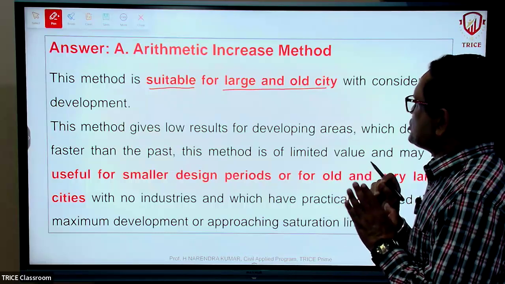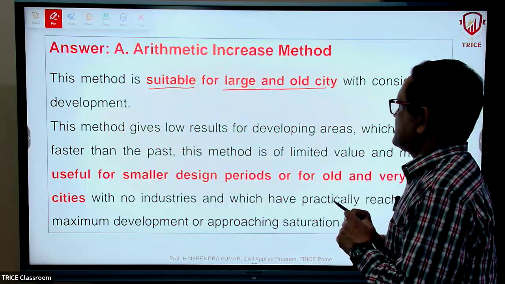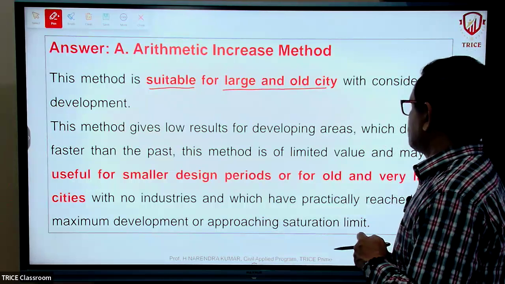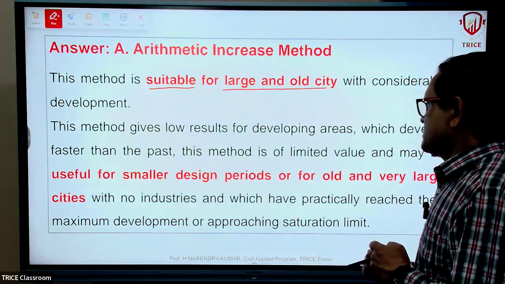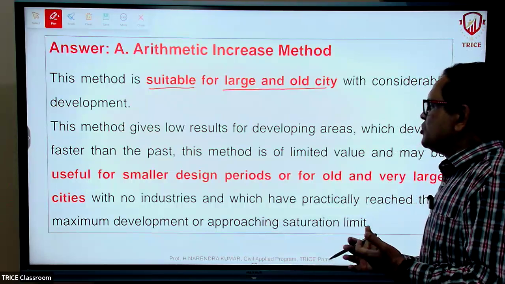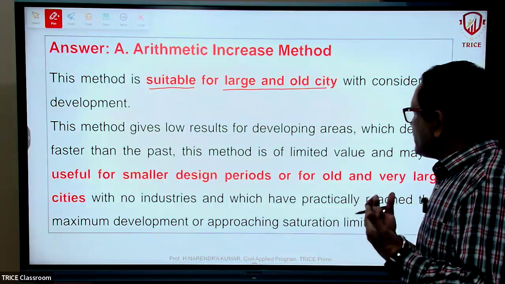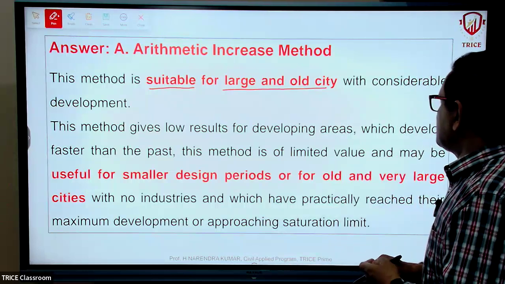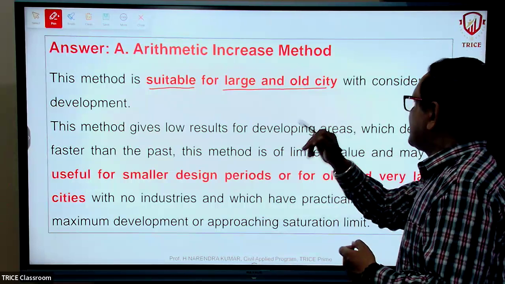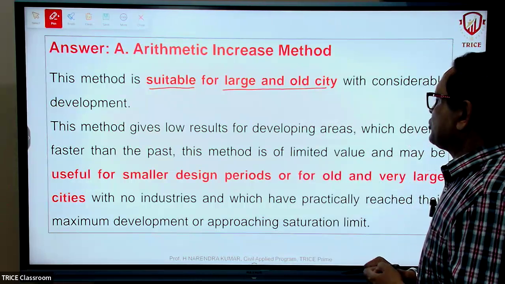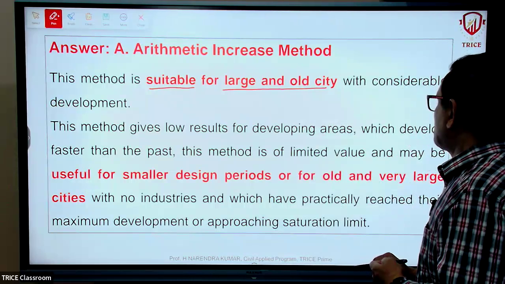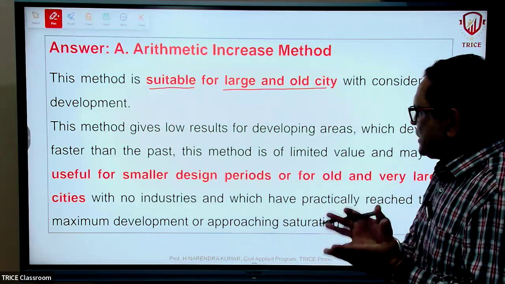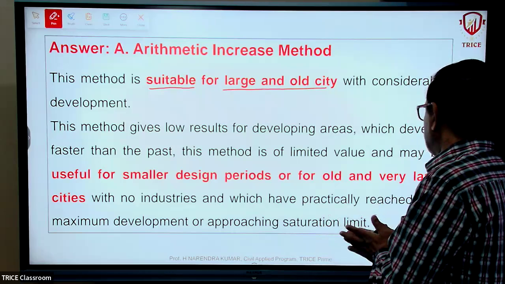So this is best suited for large and old cities because this method gives low results for developing areas which develop faster than the past. For example, a new city develops faster than the previous decade. So this method is of limited value for that kind of area, but may be useful for smaller design periods or for old and very large cities.